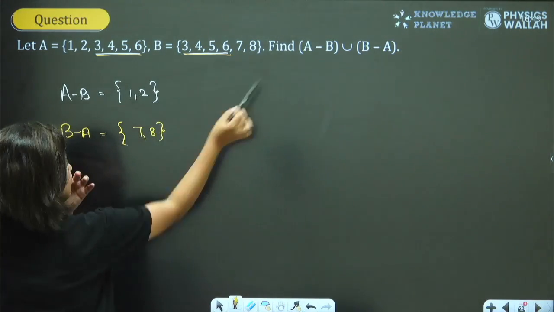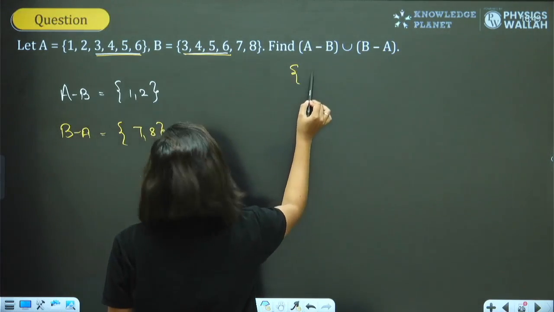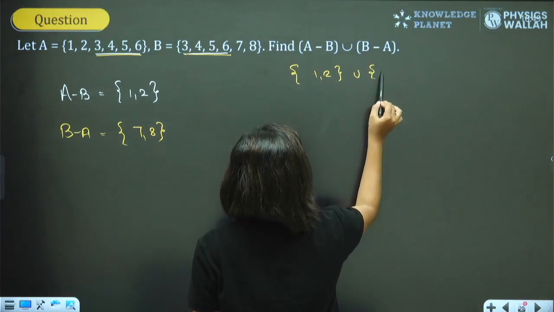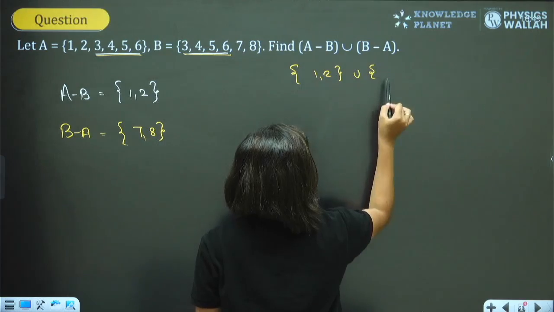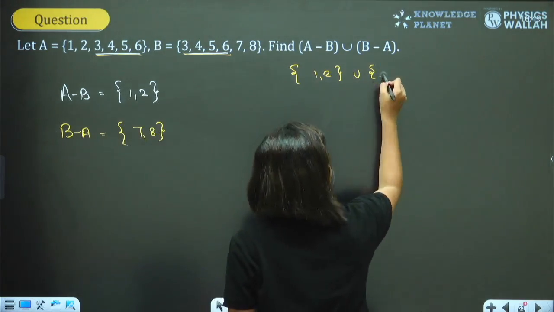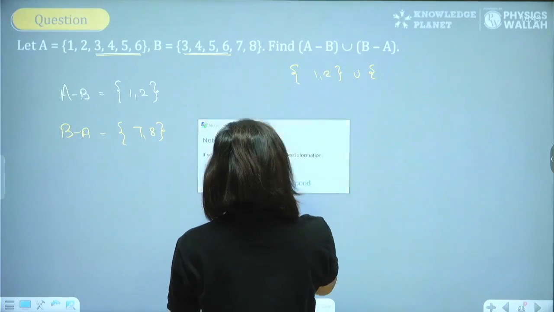7 and 8. In the end, all you have to do is take their union. 1, 2 unionized with 7, 8. What will the answer be? Let's wait.